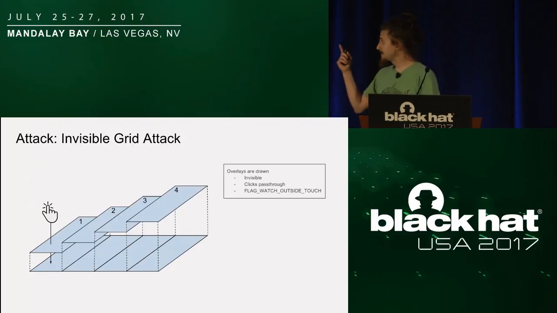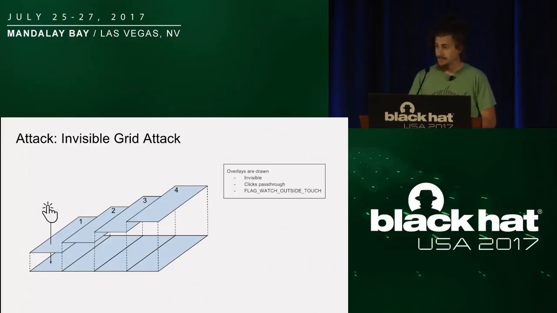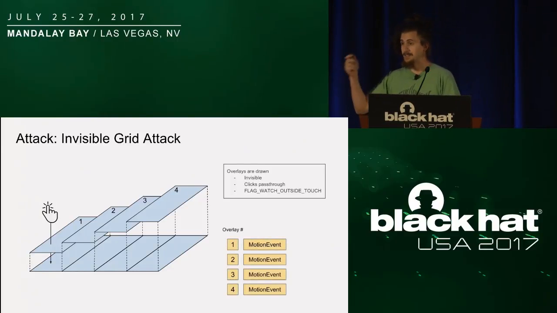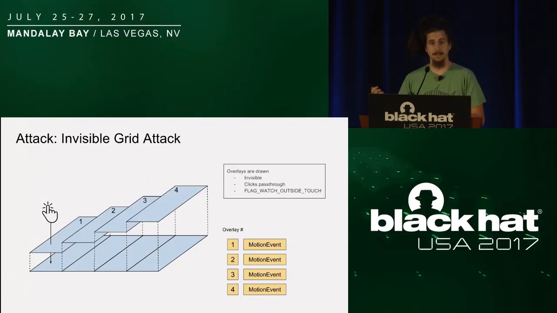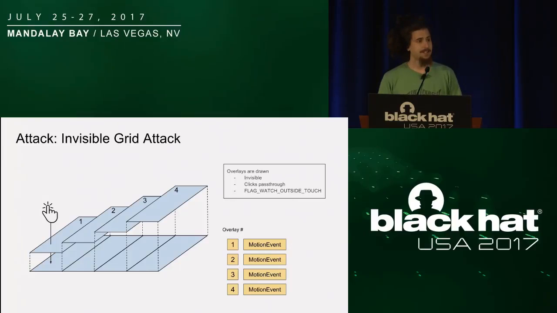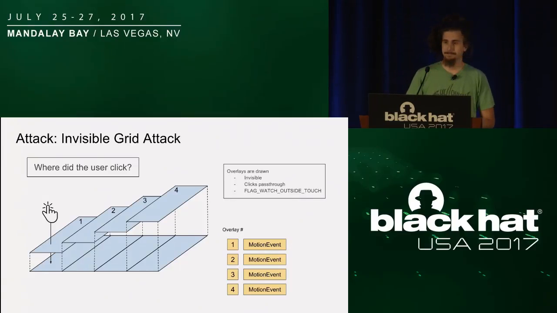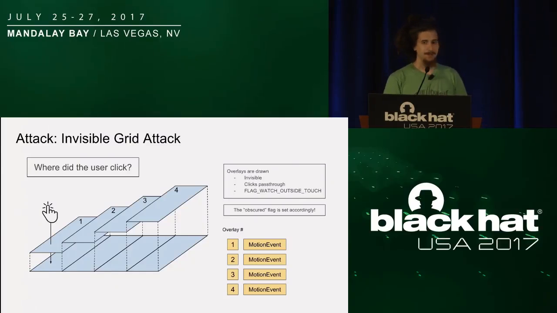And we create them with the flag watch outside touch, which means that wherever the user clicks, each of these overlays is going to receive a different motion event. Of course, the coordinates are not set because of the security mechanism I mentioned before, but they are going to receive a motion event. And the goal of the attacker is to understand where the user clicked. Well, we found out that the way the obscure flag is implemented actually allows the attacker to understand exactly where the user clicked. The way it works is the following.